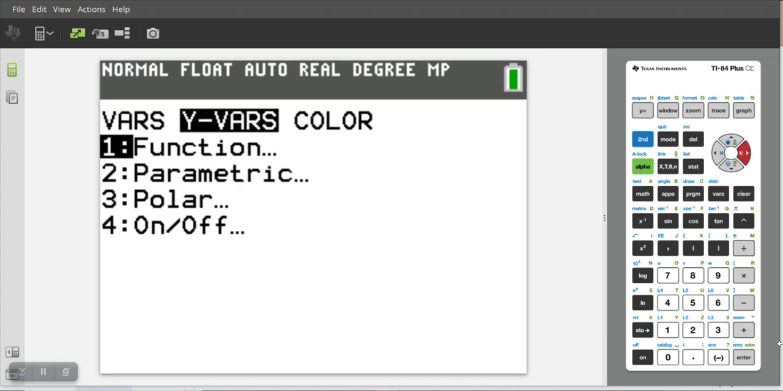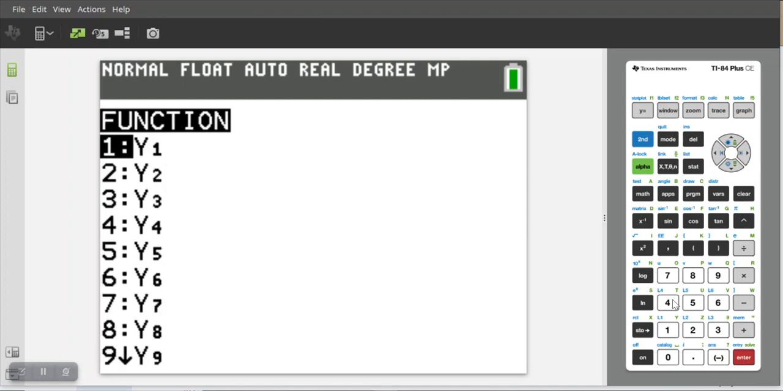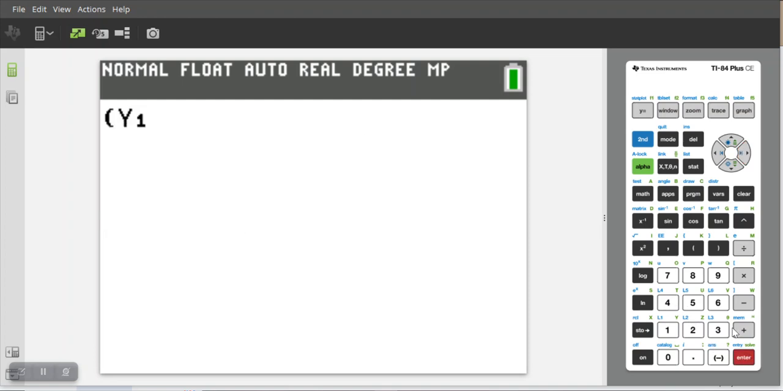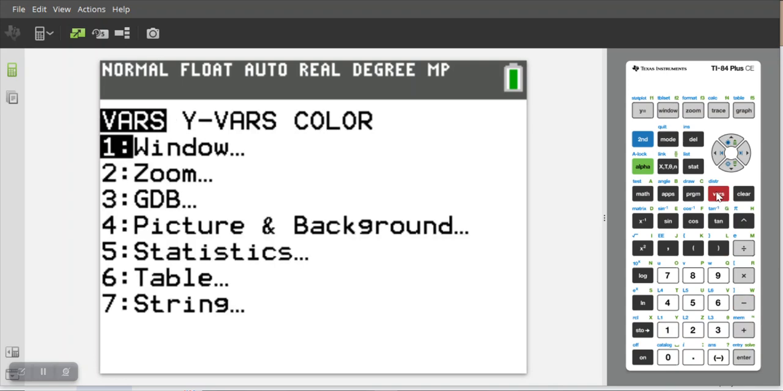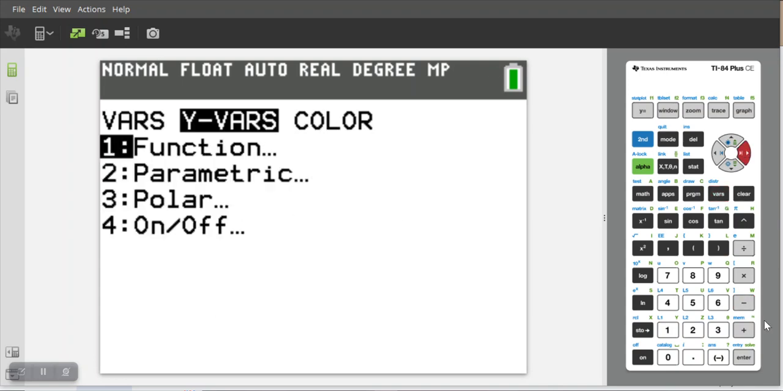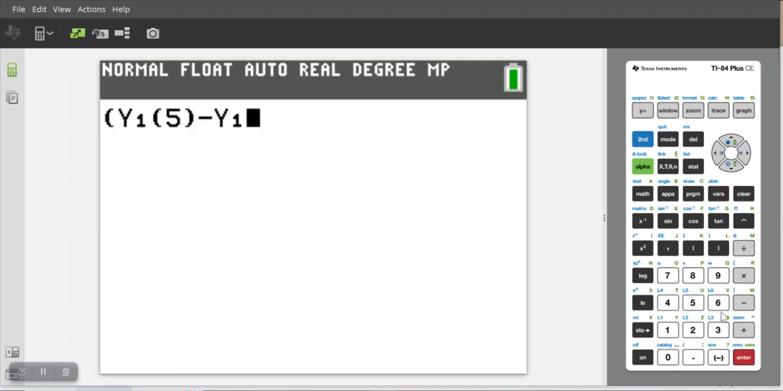Click on the y variables. All right, I have my function in y1, and now I'm just going to treat it like function notation. So I first want f of 5, or in this case y1 of 5, minus y1 of 2, close that off, and then divide that by the group 5 minus 2.